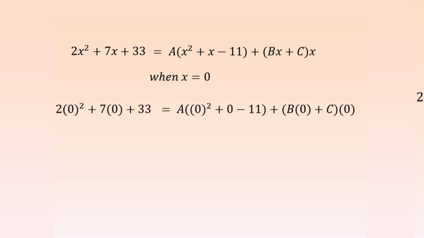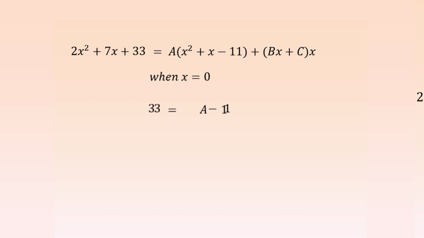So at the end of the day, we are going to have 33 equal to negative 11a. If you find a, we divide both sides by negative 11, and then our a gives us negative 3. So we are able to find a.